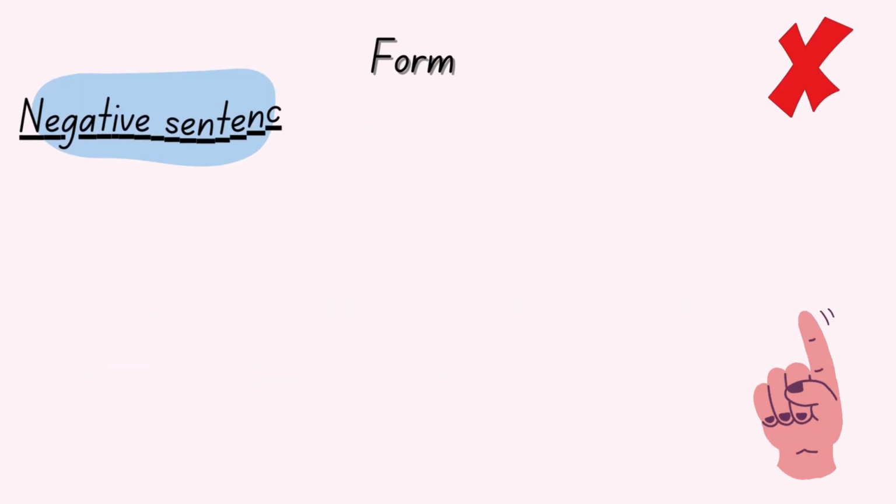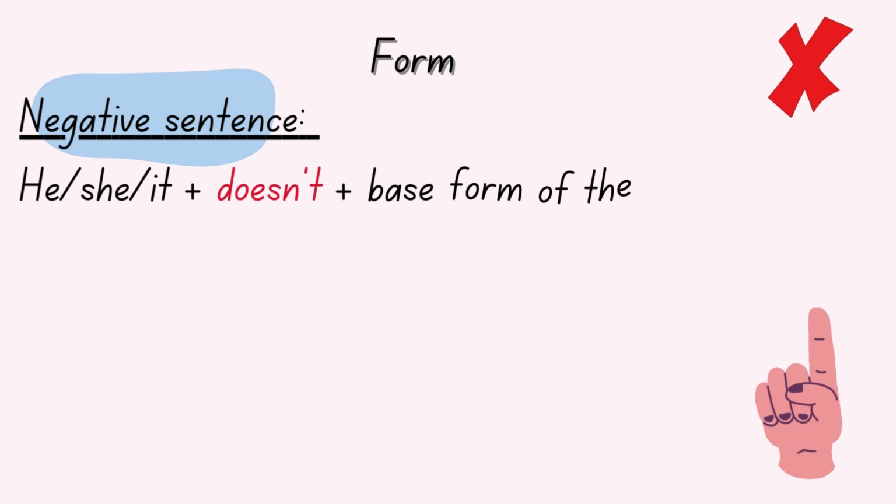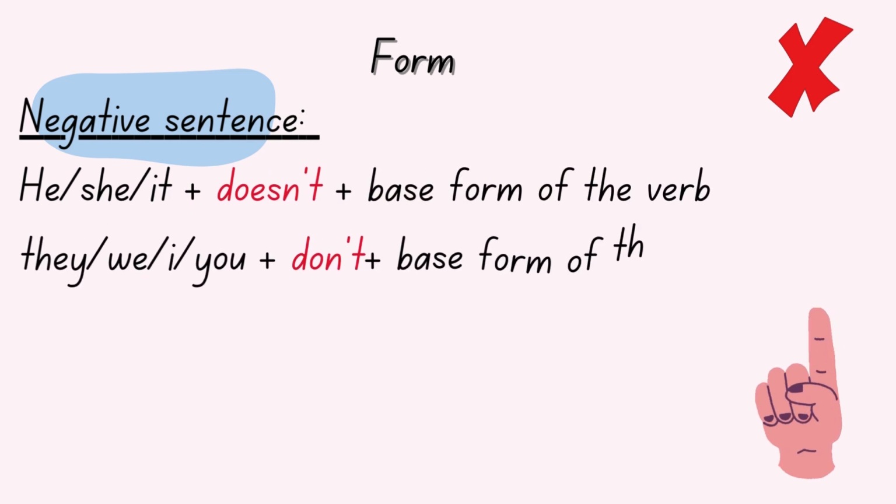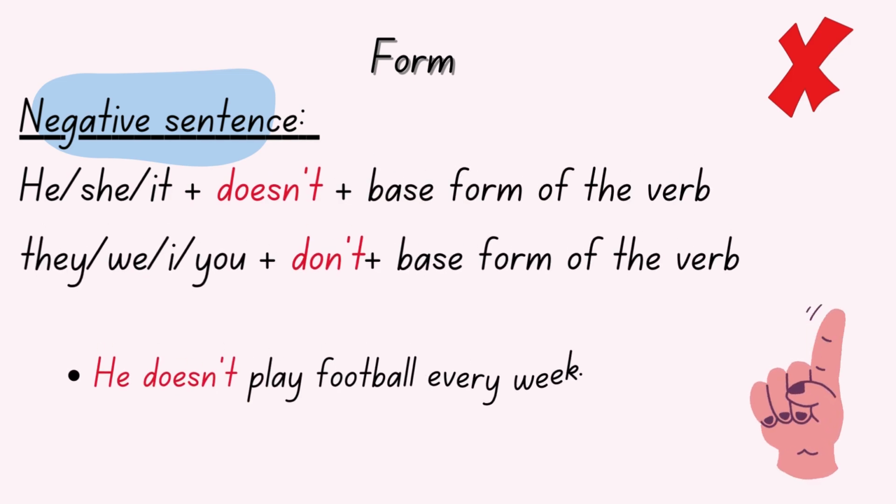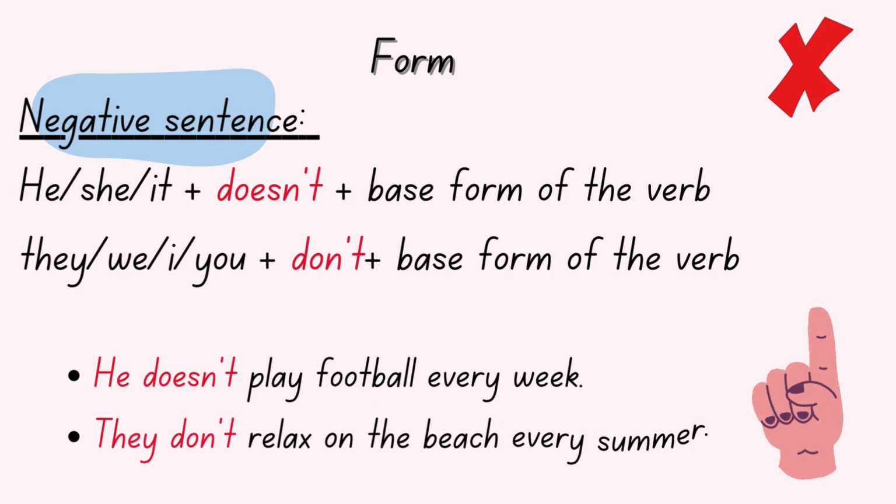For the form of the negative sentence, we add he, she, or it plus doesn't plus base form of the verb. They, we, I, you plus don't plus base form of the verb. For example, he doesn't play football every week. They don't relax on the beach every summer.